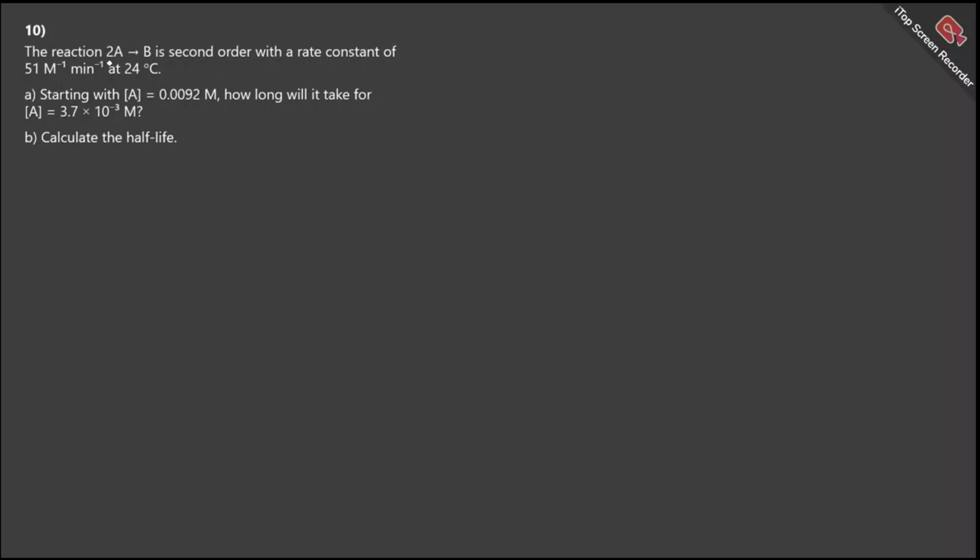What about this one? The reaction 2A producing B is a second order reaction. Rate constant 51, and it's in minutes. So what I will be doing here, the time that I will be finding should also be in minutes. I don't want to convert this to waste my time, so I'm just going to use it the same way it's in minutes. Starting with concentration of A being 0.0092. How long will it take for the concentration to reach 3.7 times 10 raised to the power negative 3? Okay, so we're talking about the second order reaction.